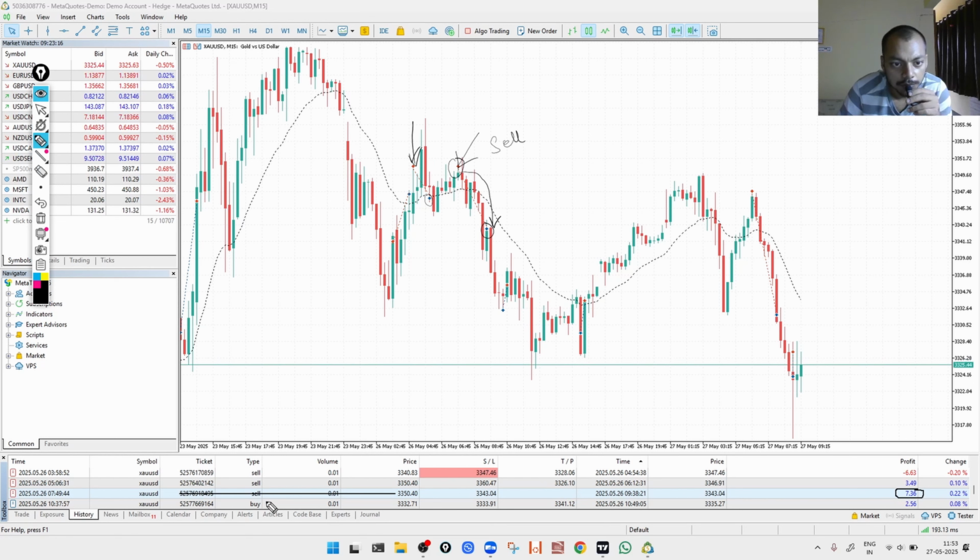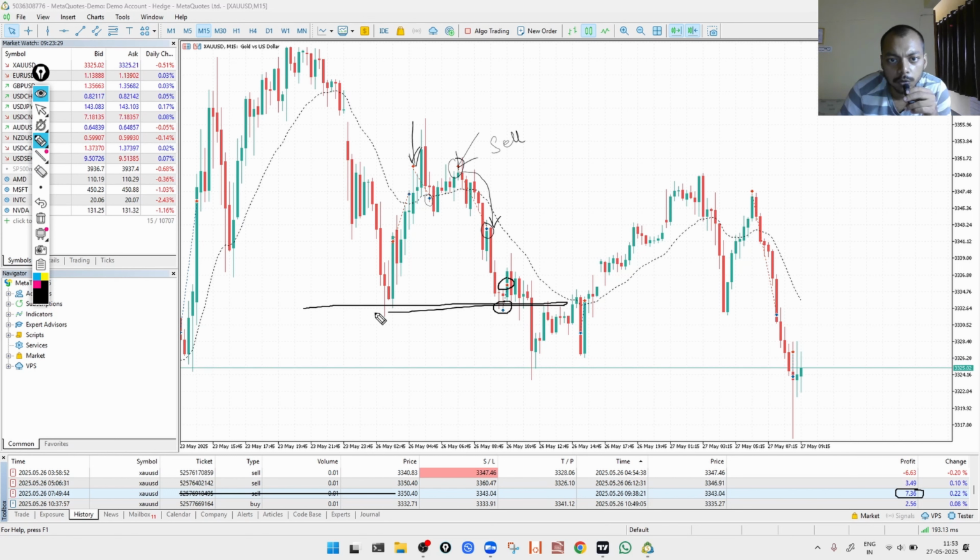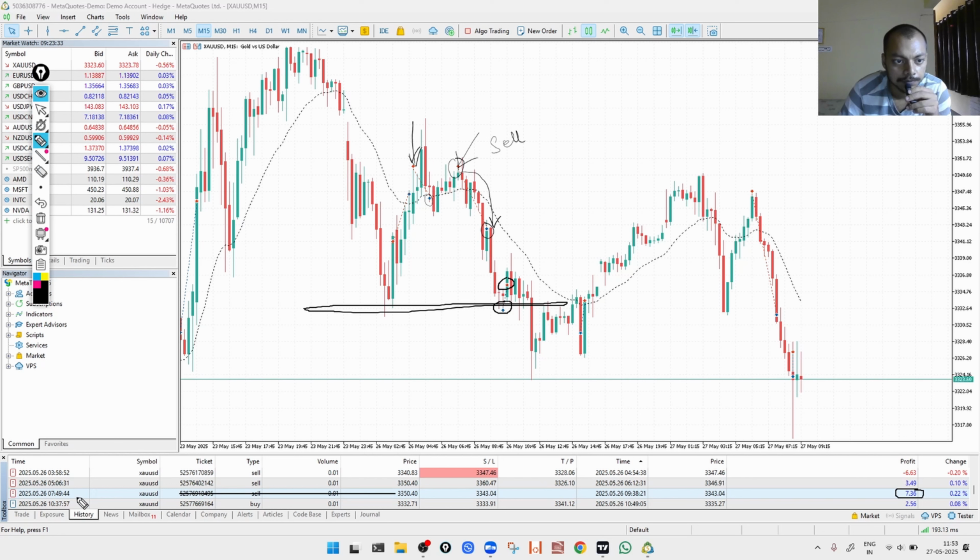Next, there were some small trades at 10 a.m. This one was a buy trade, which I exited here. This was mainly because I thought this is a support zone, and so when price came to here, I bought it. Next, okay, 10:37 is over.